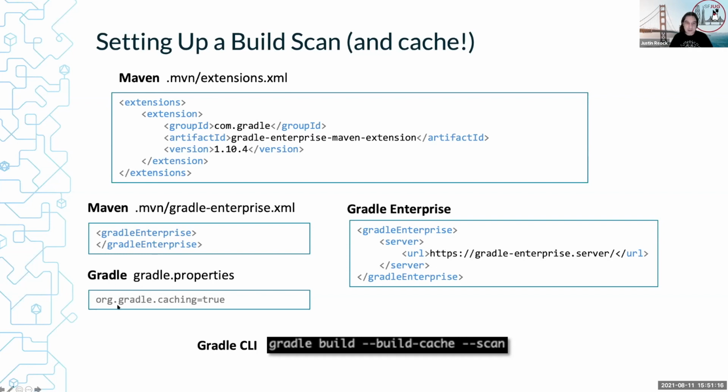If you want to turn on caching in Gradle, by the way, it's not turned on by default. Very simple. In gradle.properties, update one line: org.gradle.caching=true. And you'll be able to validate in the build scan that caching was actually turned on. From the Gradle CLI, if you're just running gradle build from the CLI, we're running gradle build --build-cache if you want to turn on caching on the command line, and --scan if you want to run the scan from the command line. All right.